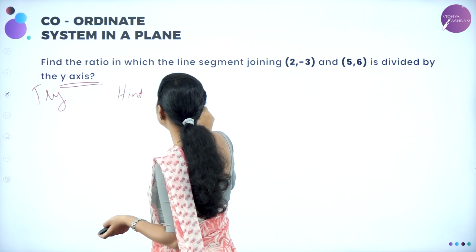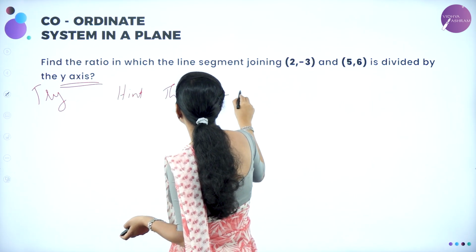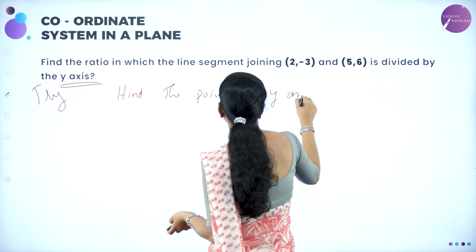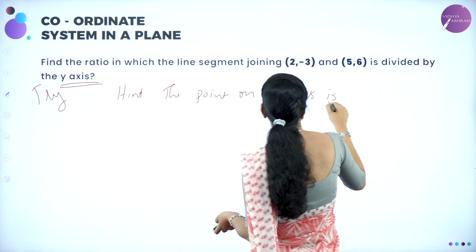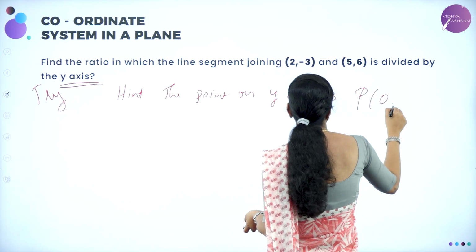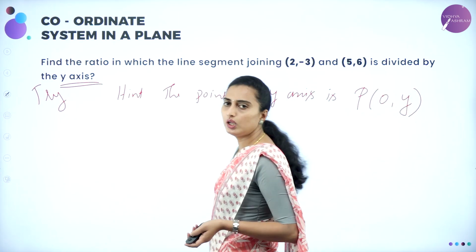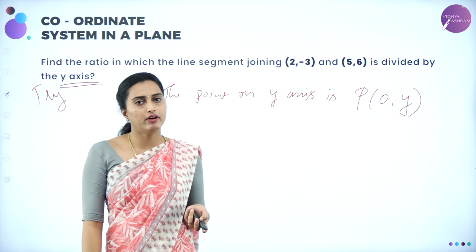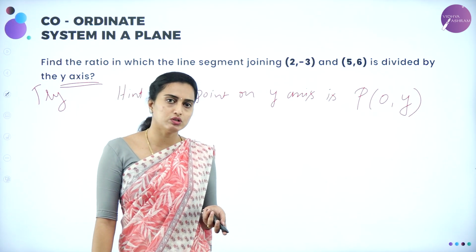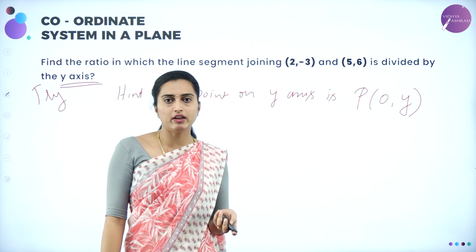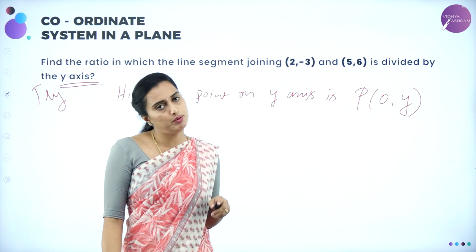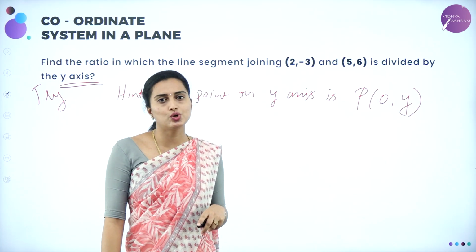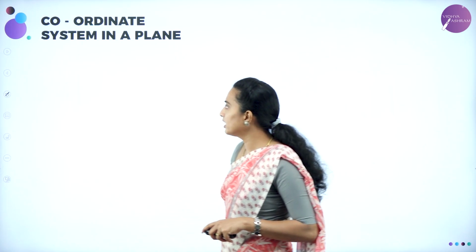Let the point on the y-axis be P of 0, y. Equate this to the internally dividing section formula. Take the given points as x1, y1 and x2, y2. You can do the same procedure and find out the ratio. Understood? We'll move on to the next.